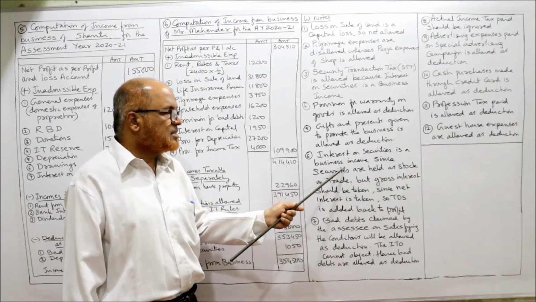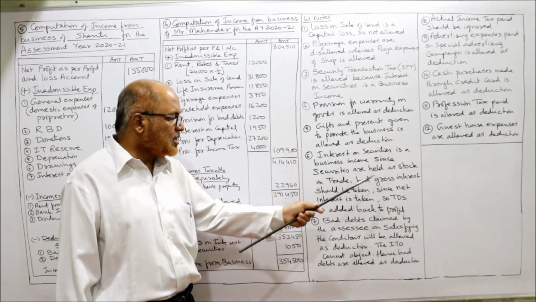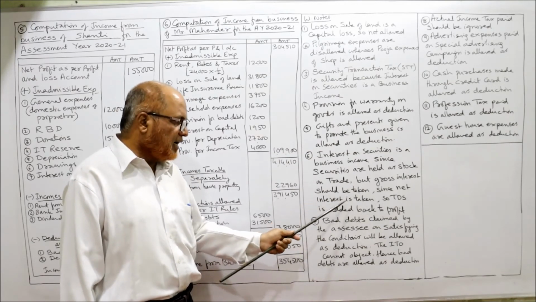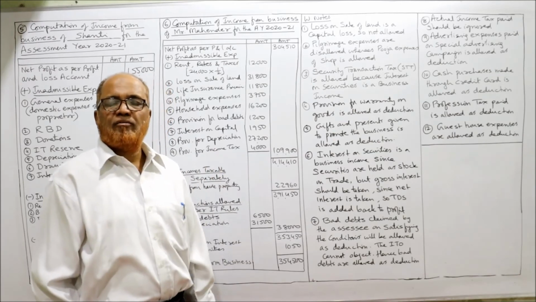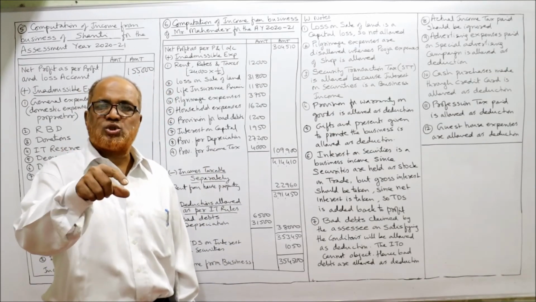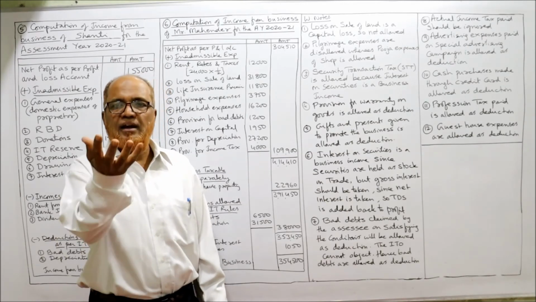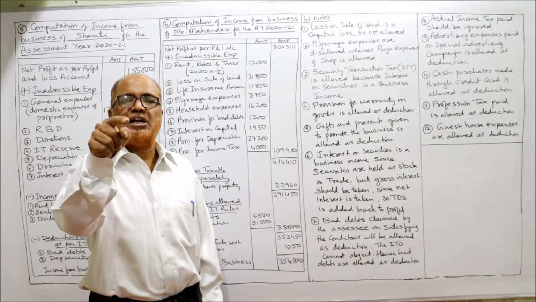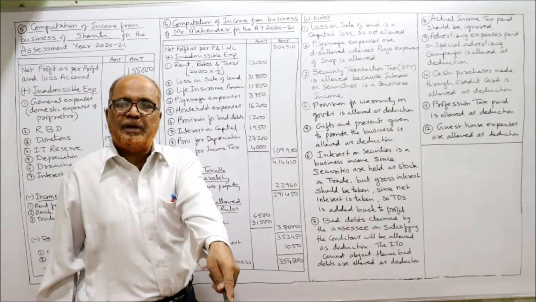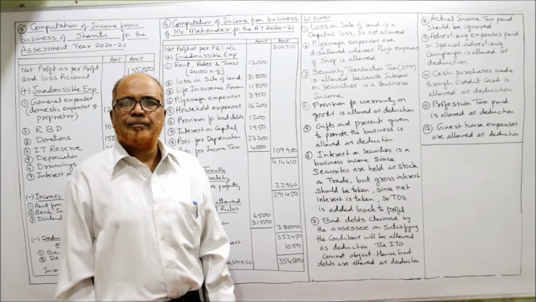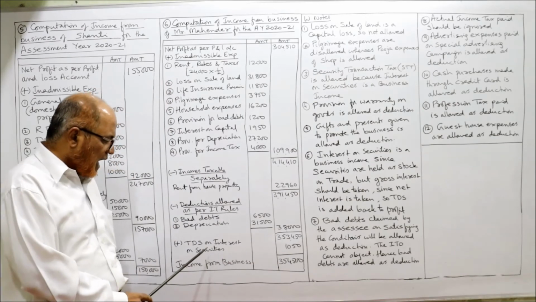Interest on security is a business income since securities are held as stock in trade, but gross interest should be taken. Since net interest is taken, TDS is added back to profit. Just now I told you, when securities are part of stock, interest on security is a business income. When it is a business income, it should be taken at gross value, not net value. But in the problem, in the P&L account, it has taken net value. So whatever TDS is there will be added back to profit. That's why we have added it as the last item.